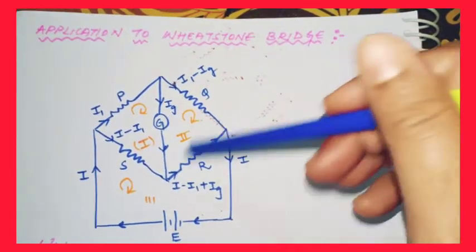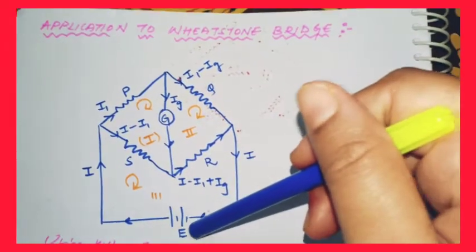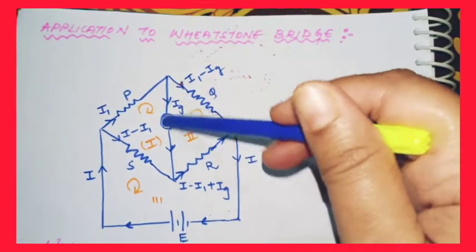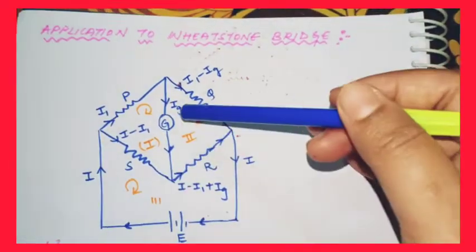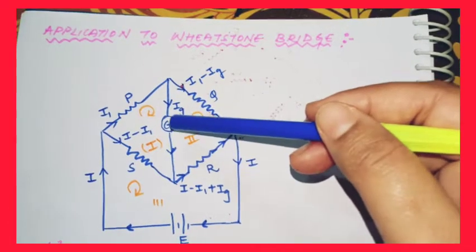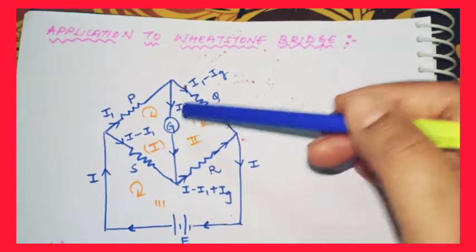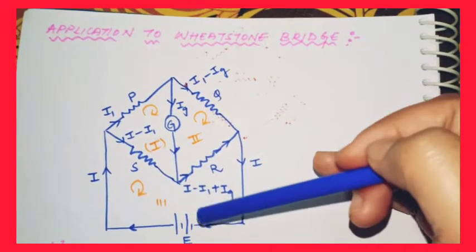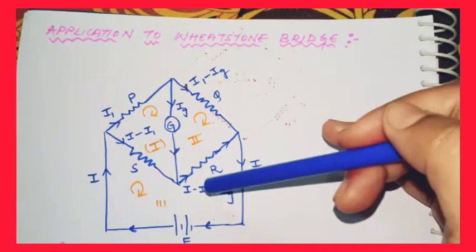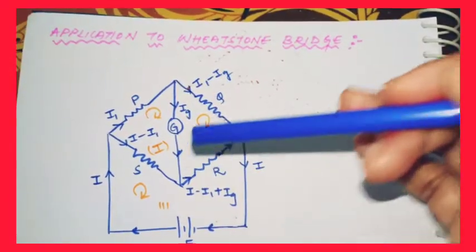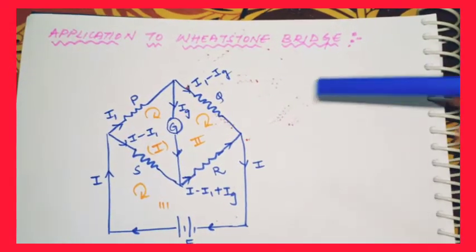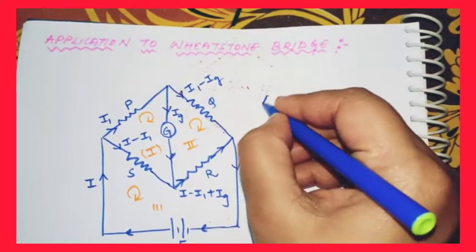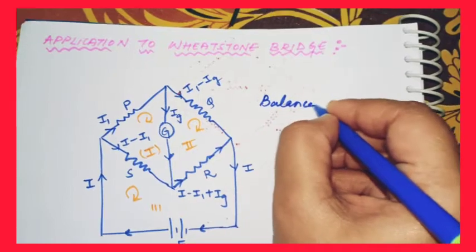This Wheatstone bridge is connected to an EMF E, and this Wheatstone bridge has a galvanometer along the diagonal of the quadrilateral. So let me take the resistance of this galvanometer to be G and the current flowing through the galvanometer to be Ig. So what happens in a Wheatstone bridge? Our target is to find what is the condition for a balanced Wheatstone bridge. What is a balanced Wheatstone bridge?